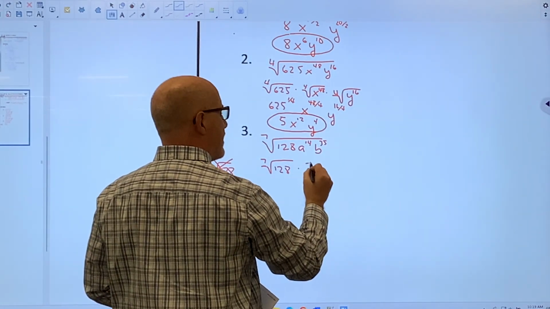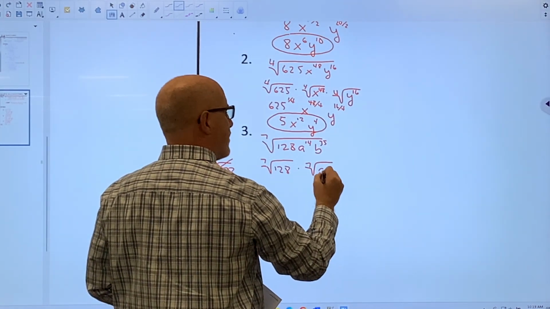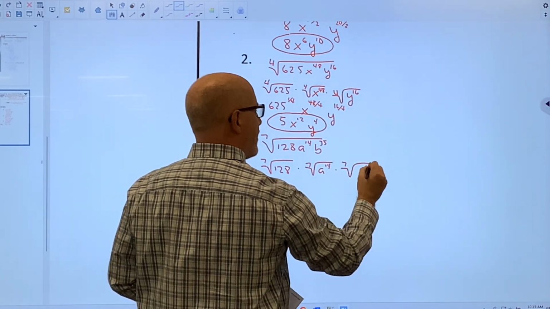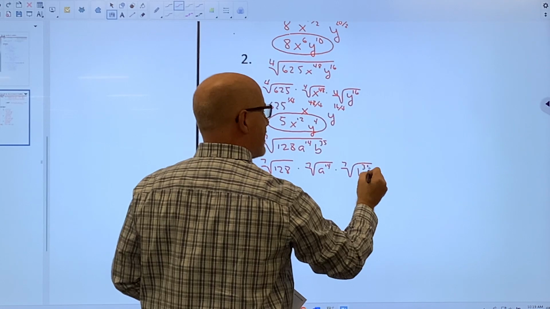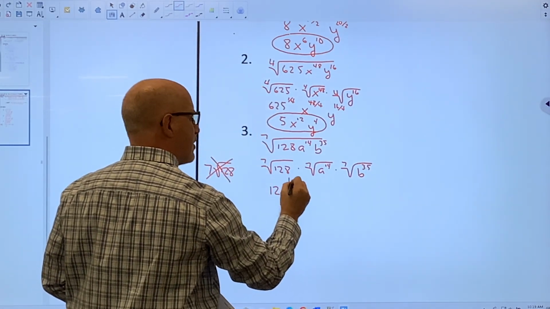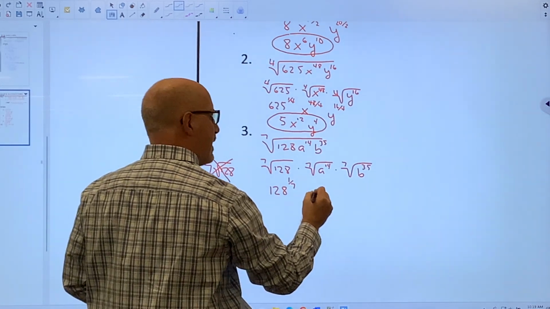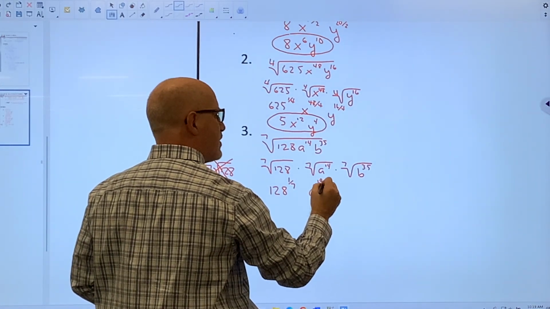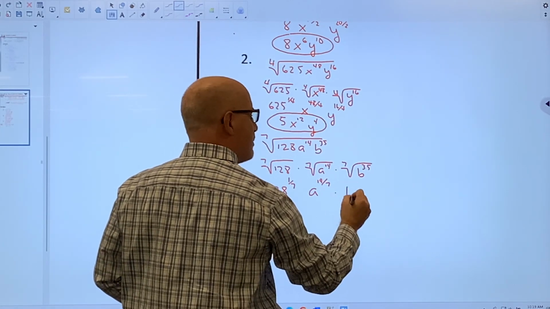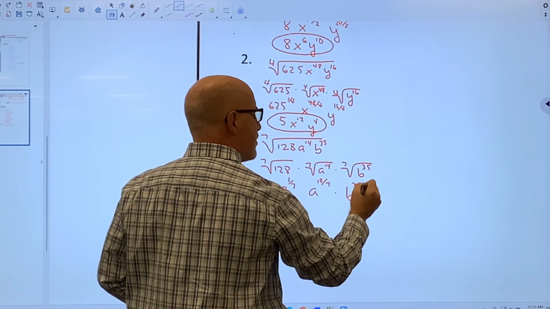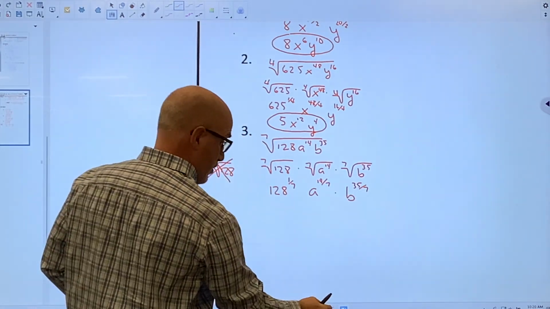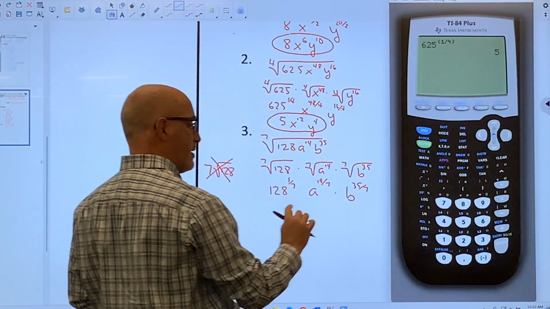And then we're going to have the 7th root of a to the 14th, and then 7th root of b to the 35th. Let's go ahead and use our fractional exponents. 128 to the 1/7 power, a to the 14 over 7 power because of the index being the denominator, times b to the 35 over 7 power. Now this one we can try on our calculator, see if it works. In this case it will.